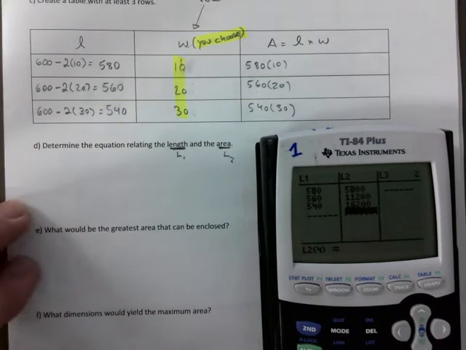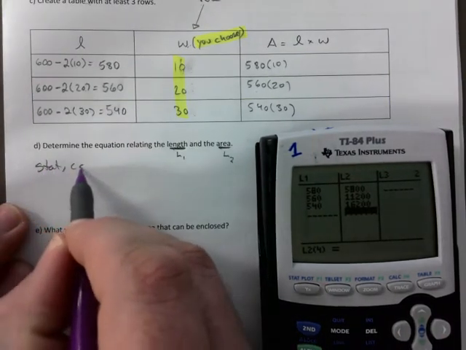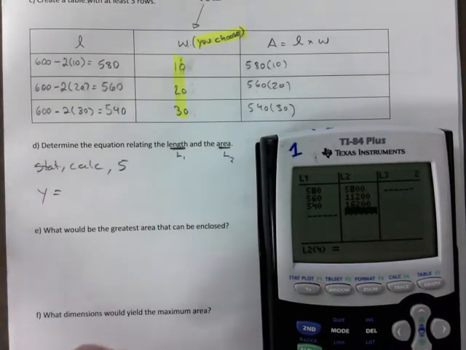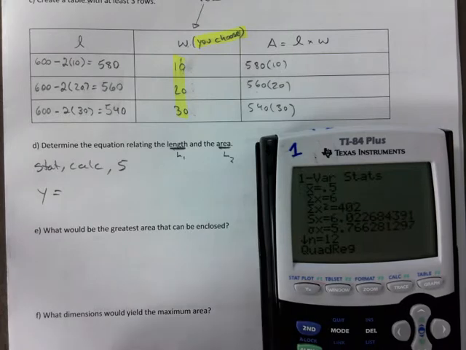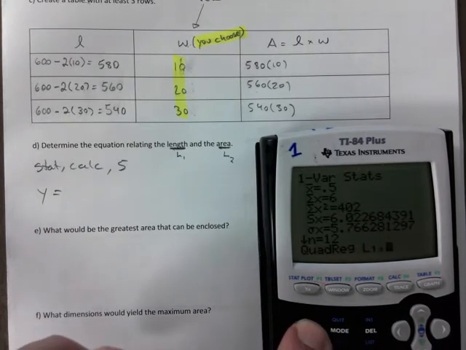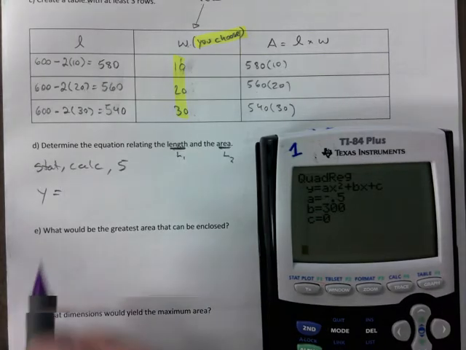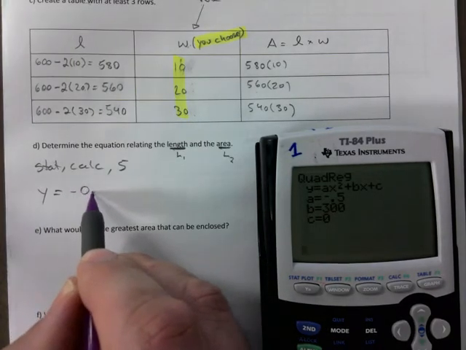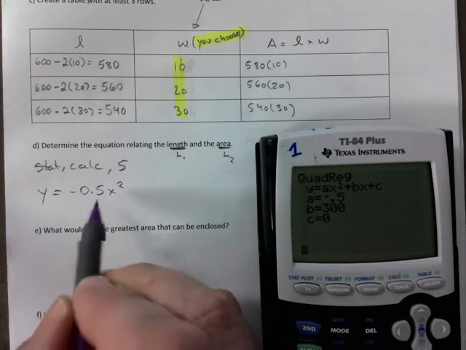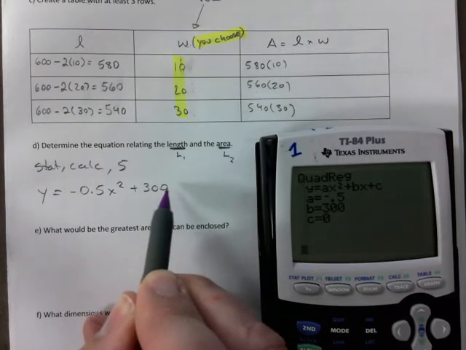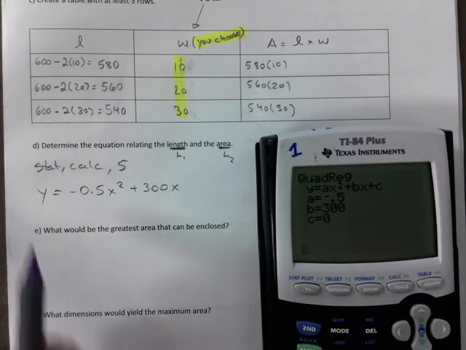And then we go stat, calc, 5, and we come up with our equation. Stat, calc, 5. We're going to go second 1, comma, second 2, comma, vars, y vars. If you can remember this for next year, you're going to be in very good shape, knowing how to perform a regression. So that is negative 0.5 x squared. That is a must. A cannot be negative. And 300x. And that's my equation.